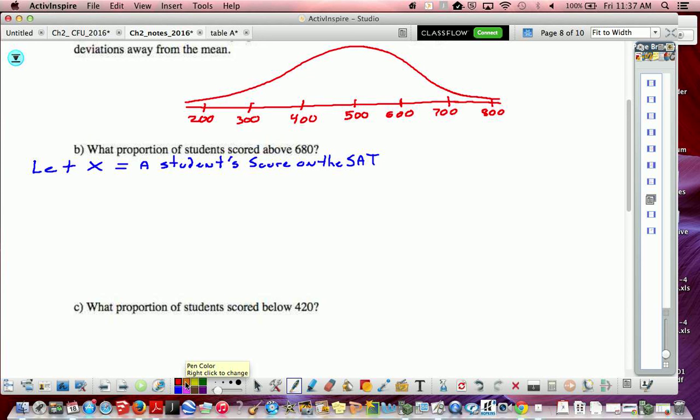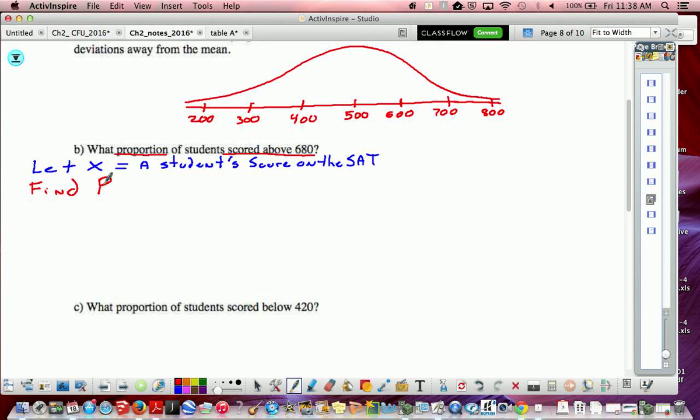That's all I have to do for the state part, define my variable. For the plan, I have to tell what I'm trying to find and what I'm going to use to find it. So, I want to find, and I'm going to start using some notation. It says I want to find the proportion of scores above 680. If I think about how we like to represent a proportion, we'll do that with a capital letter P. We'll use that for proportion or percent or probability.